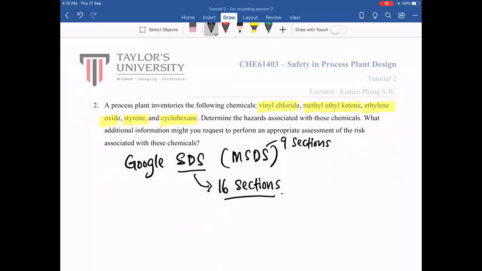I'm just going to show you one example on vinyl chloride perhaps, and the rest you can do on your own. But right now I want you all to just at least Google them and have a look at all these SDS. What are they? Okay, it takes 3 to 5 minutes.